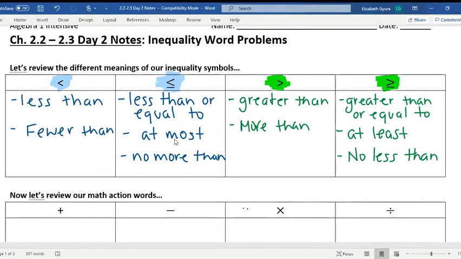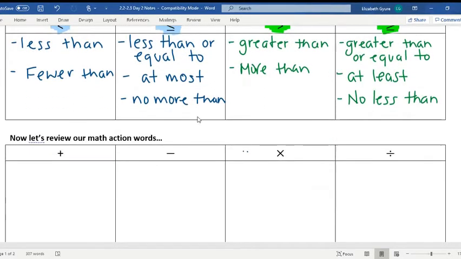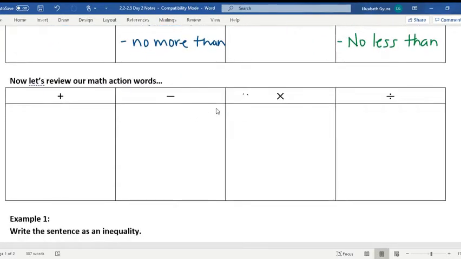So we reviewed what our inequalities mean. Let's review some math action words, because then for our word problems, we're going to have to put these two things together to write our inequalities. So math action words, what are some math action words that could mean this symbol here? I'm not going to read it to you because that'll give you one, right? Dallas? Sum, sure. The sum of two numbers. Asia? Plus.